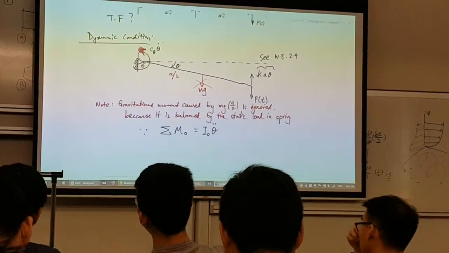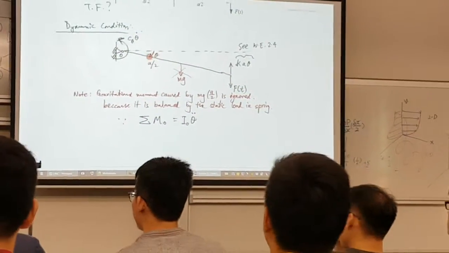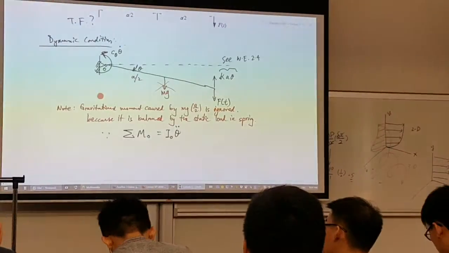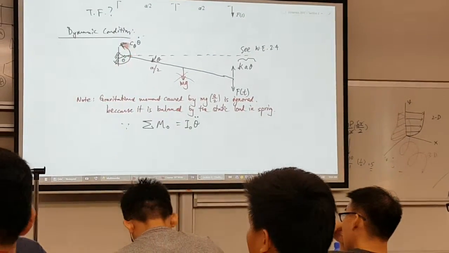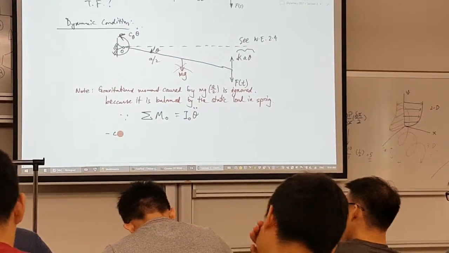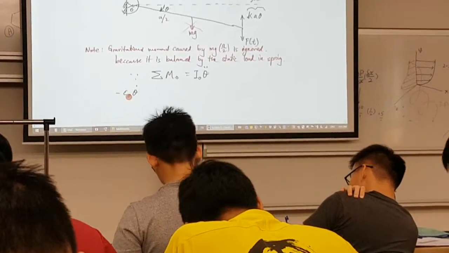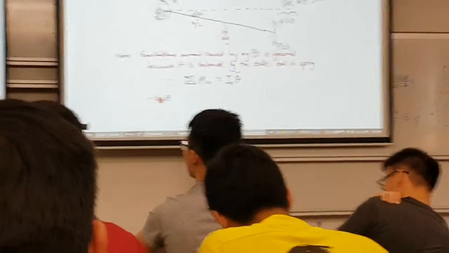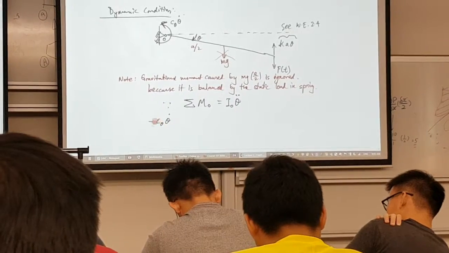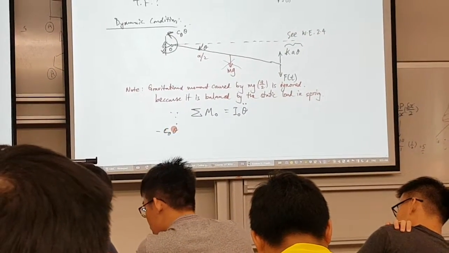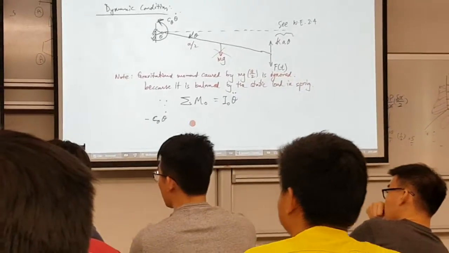So the moments, this one is in the opposite direction of my convention, because my convention says that the beam is moving in a clockwise direction. But the moment here is in the counterclockwise direction. So it's minus C theta theta dot. That C subscript theta over there just says that it's a rotational damper, to say that this C is actually coming from the rotational damping. We had actually covered that in your first class.